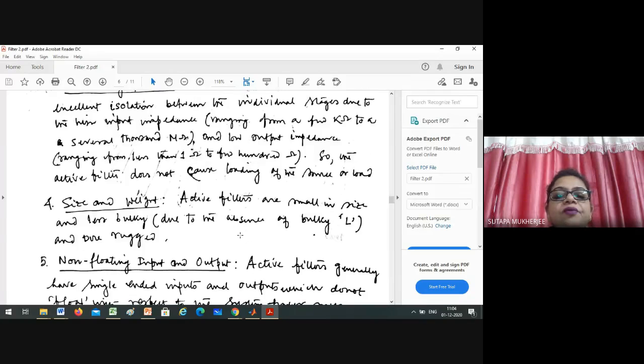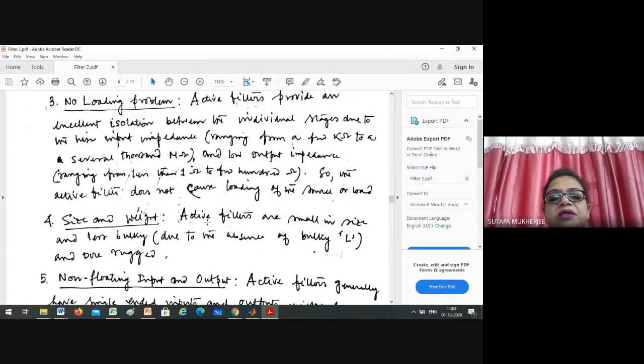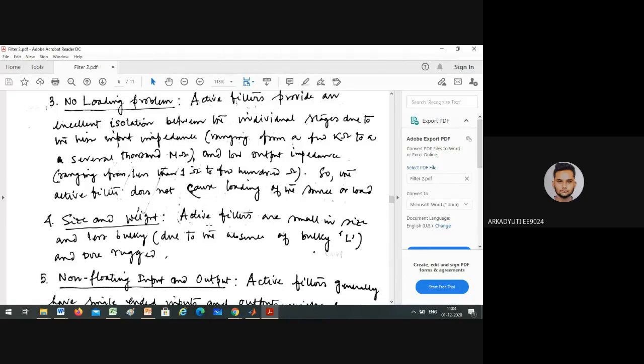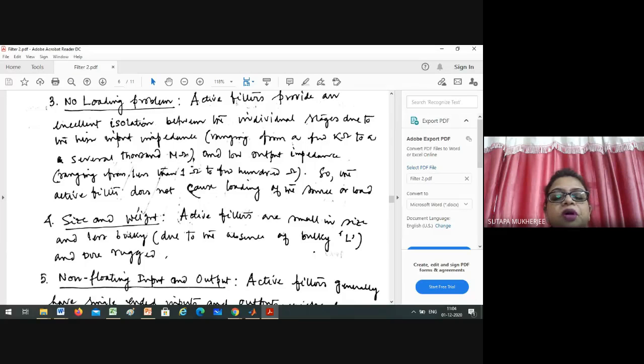Now size and weight. Which do you think will have the larger size, active or passive? Passive, ma'am. So active filters are small in size and less bulky due to the absence of bulky L, meaning inductance, and are rugged, meaning strong.